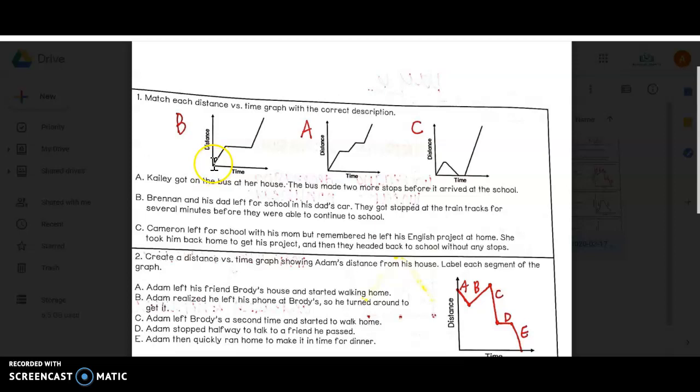Okay, so they're starting at home. This is kind of like starting at home, no time has passed. They're in the car and they're driving, they're moving away from their house. They're stopped at the train tracks, and then they're moving further away from their house towards school.